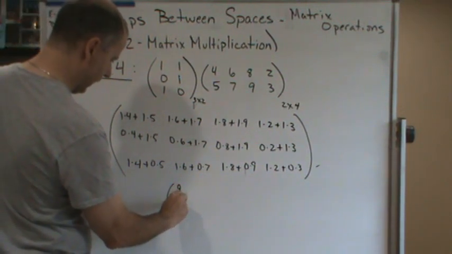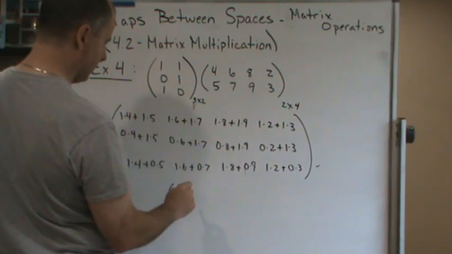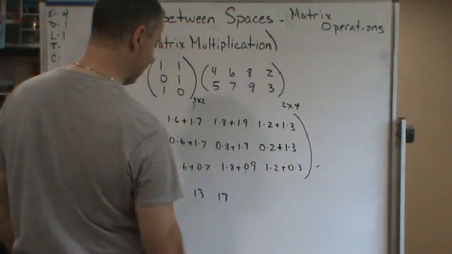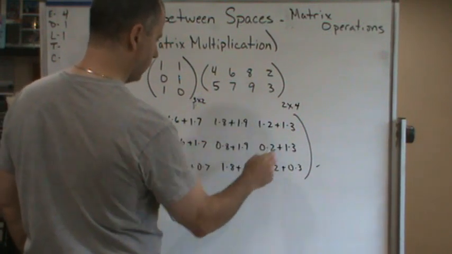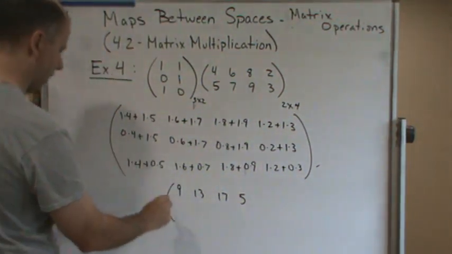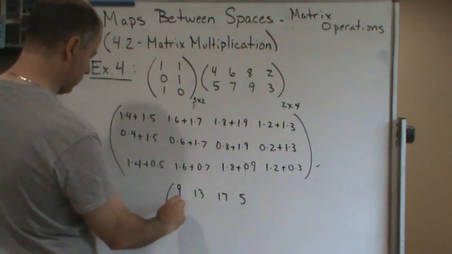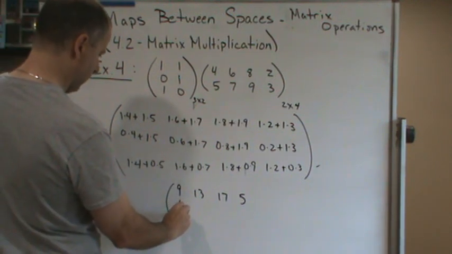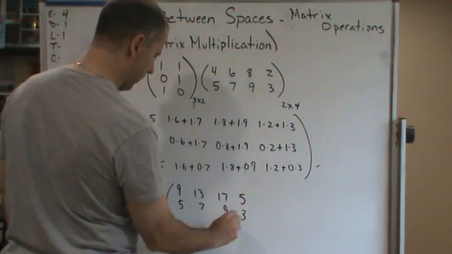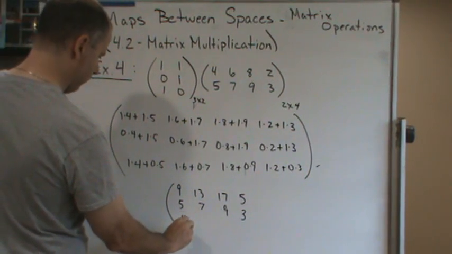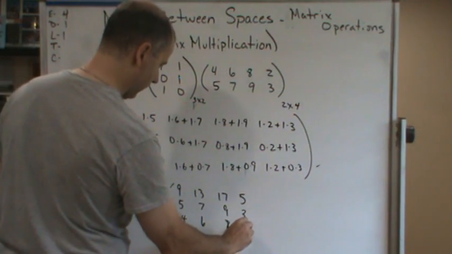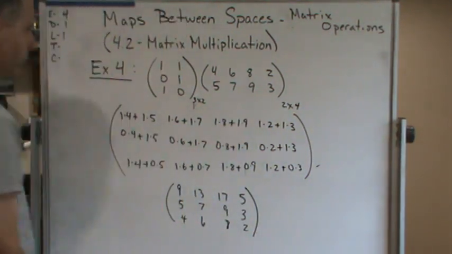Okay, it's going to be 4 plus 5 is 9. And then 6 plus 7 is 13. And then 8 plus 9 is 17. And then finally 2 plus 3 is 5. Okay, that's going to be our first row. The second row is going to be pretty easy because we got zeros all over the place. So it's going to be 5, 7, 9, and 3. And then finally the last row is going to be 4, 6, 8, and 2.